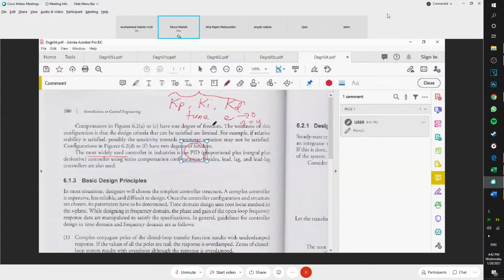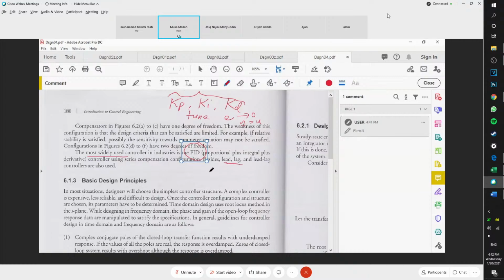All right. I mentioned to you that the PID controller is the most commonly used, and so is the controller structure, configuration A. Besides the PID controller, you can use a lead-lag controller.